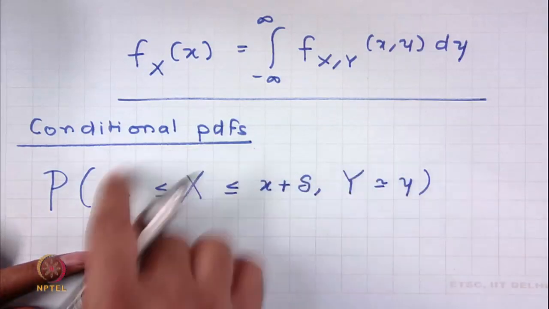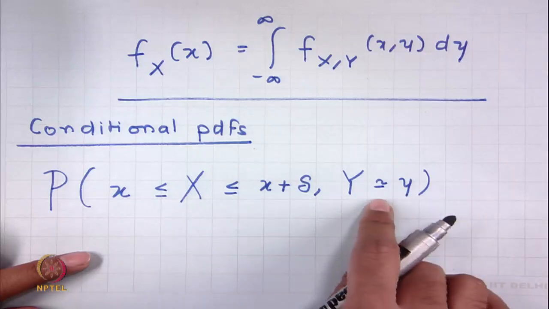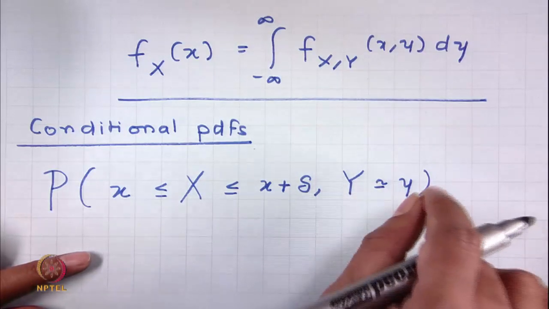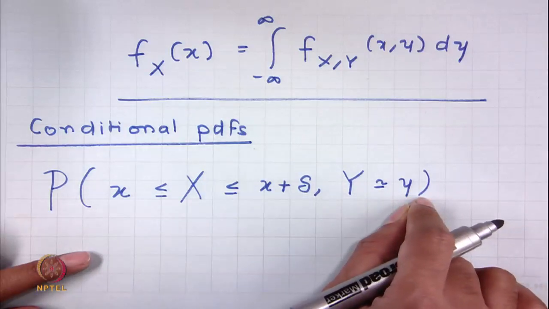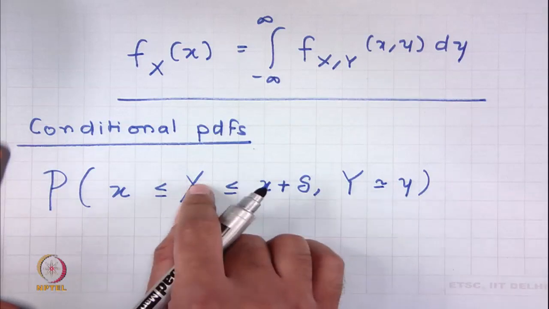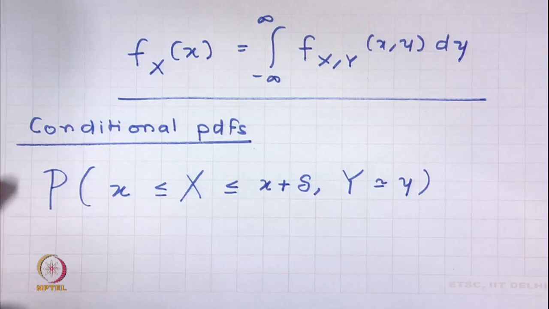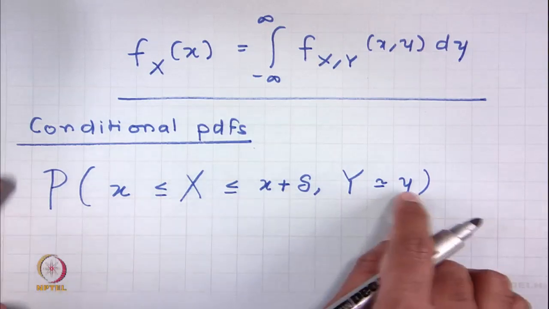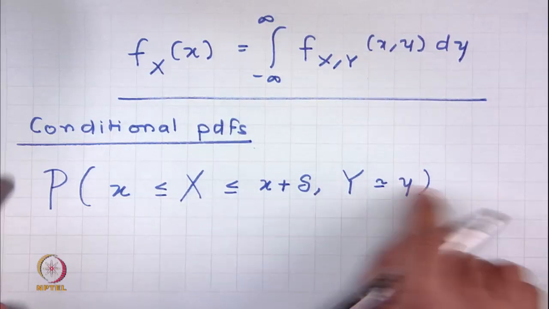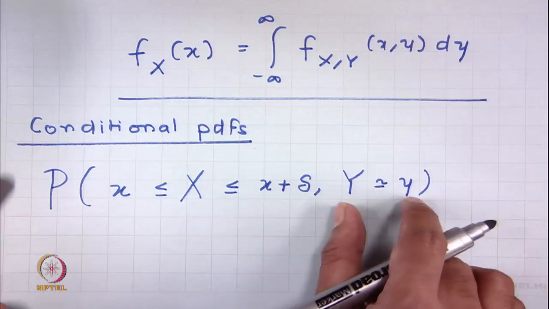So, under this new information, or a new universe that I have been given, that random variable y takes a value around y, I am interested in finding the probability that x takes a value between x and x plus delta. There is one caution: we are saying random variable y takes a value around y. We are not saying that random variable y takes the value y, because that probability is 0, right.